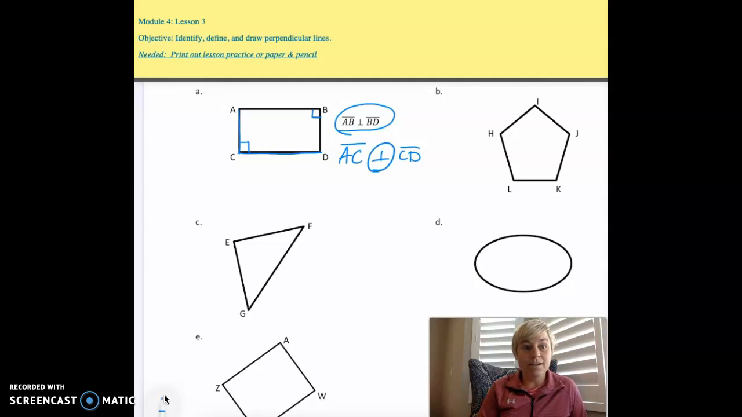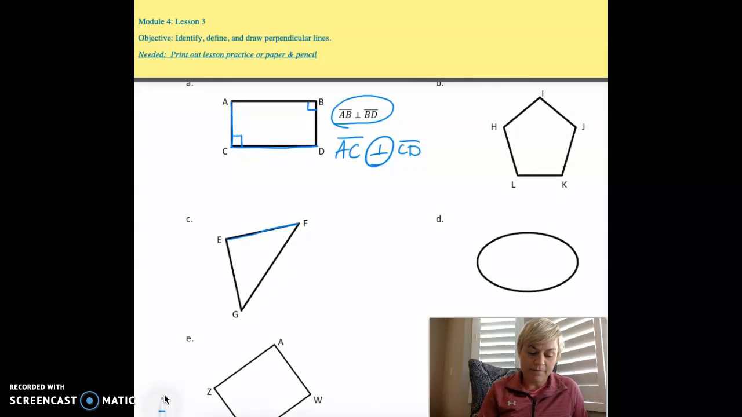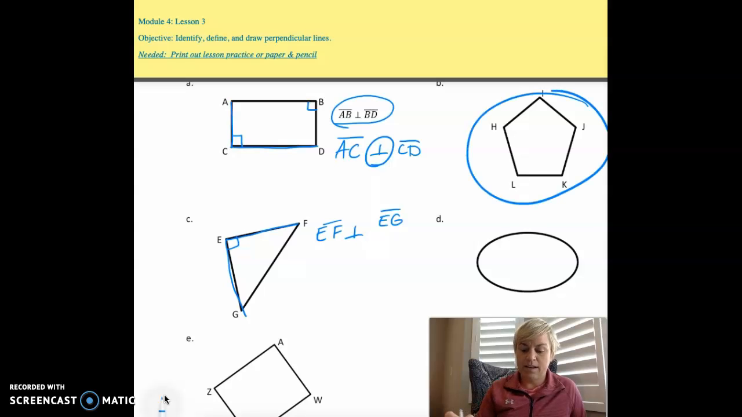Could there be more? Yes, there could. We're not going to list all of them though, not right now. All right, let's move on to this one. E and F is perpendicular to EG. So we'll write line EF perpendicular to line EG. All right, let's look over here, and I'm going to check with my Post-it and see if there's any perpendicular lines. There aren't. There's none there.